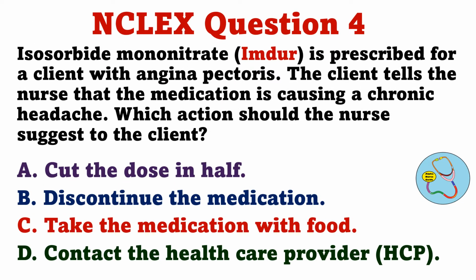Question 4. Isosorbide mononitrate is prescribed for a client with angina pectoris. The client tells the nurse that the medication is causing a chronic headache. Which action should the nurse suggest to the client? A. Cut the dose in half. B. Discontinue the medication. C. Take the medication with food. D. Contact the healthcare provider.